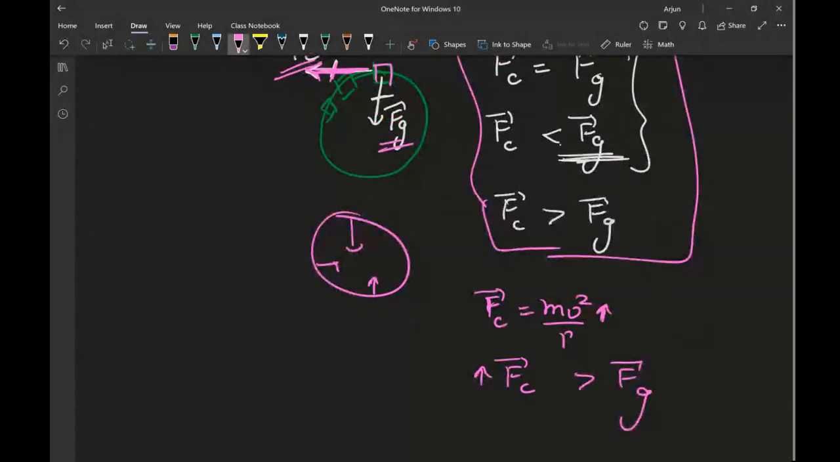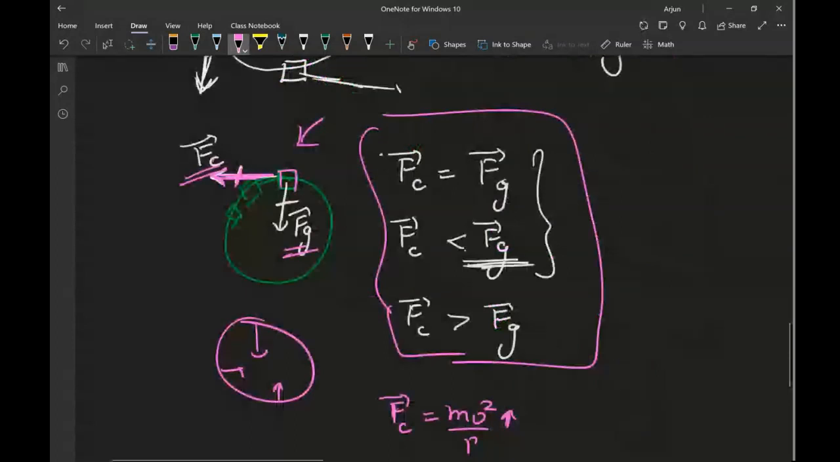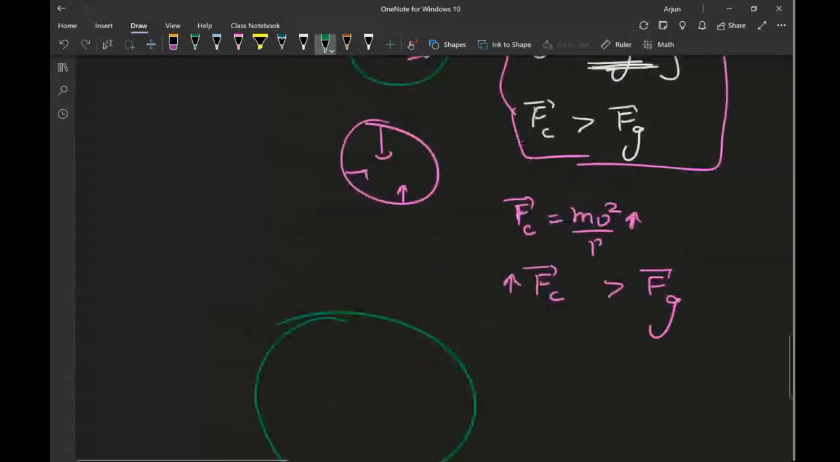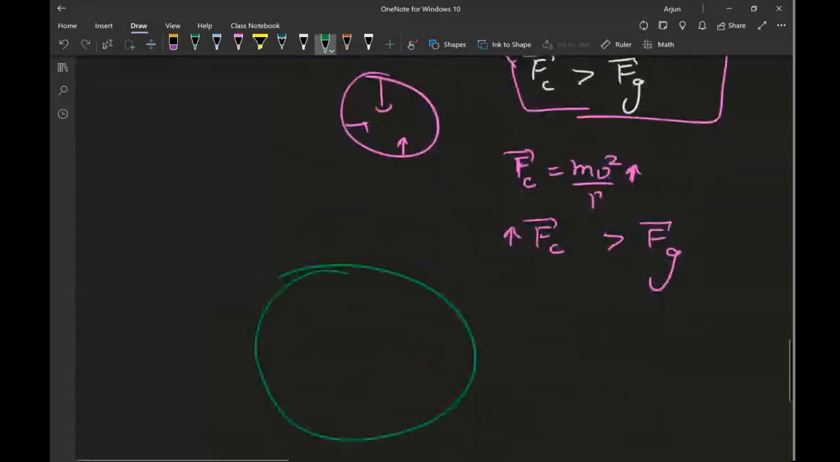Isn't that what happens when you are driving your car? If you're trying to take a circular turn and you're driving very fast, the car will try and skid away. So hopefully that helps you to understand the concept. Another place you can apply this concept is in the case of a roller coaster, which is a vertical motion, while this was more of a horizontal motion when I took the example of a car.